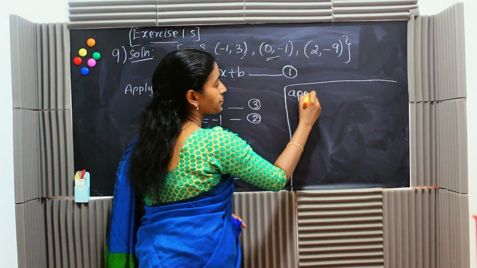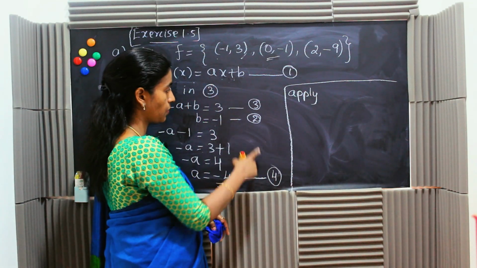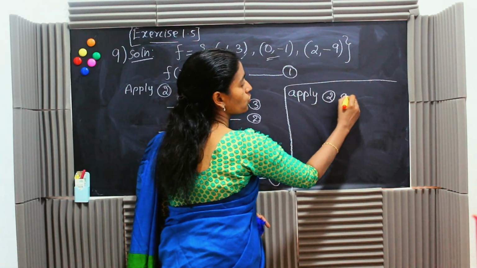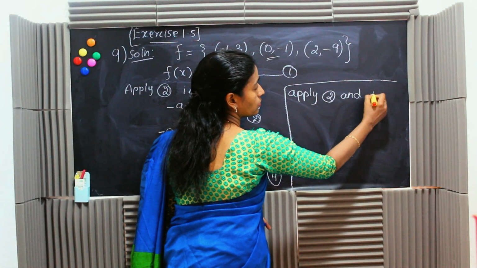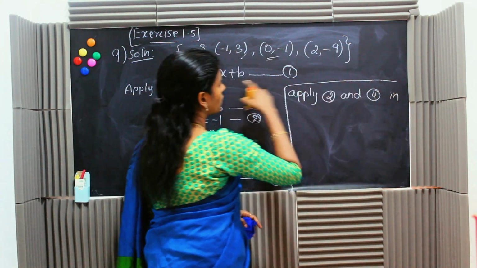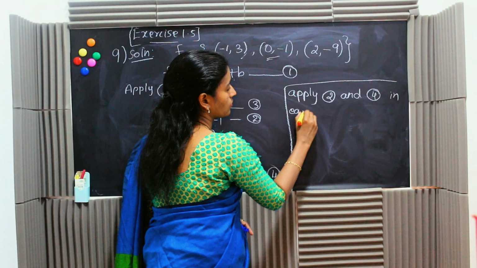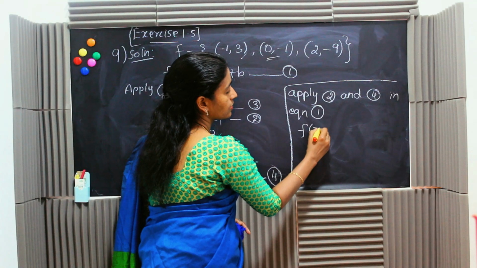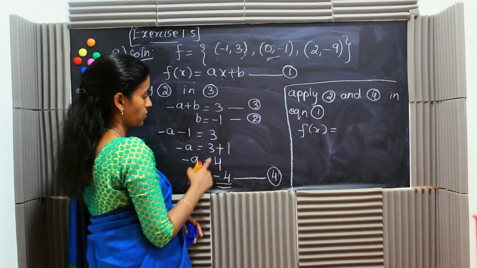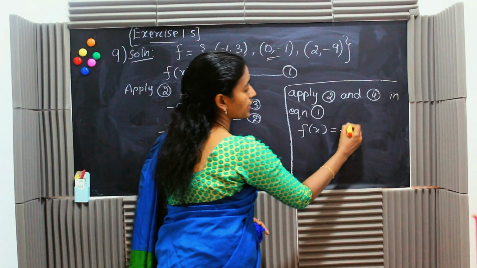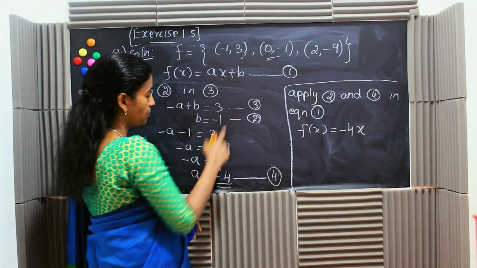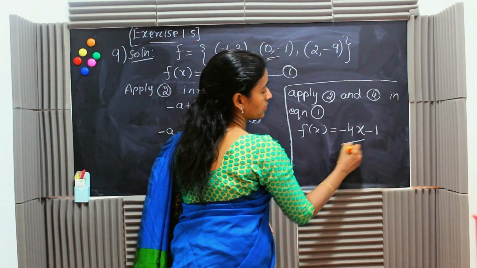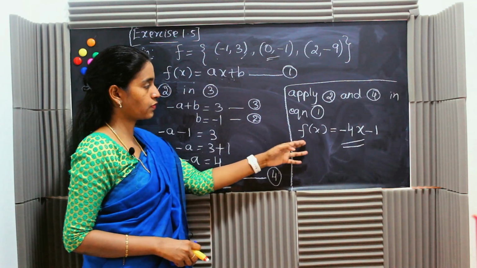Apply equations number 2 and 4 in equation number 1. So we'll be getting f of x equals ax. What is a? -4. So -4x. B value is -1, so -1. This is the answer of f of x.